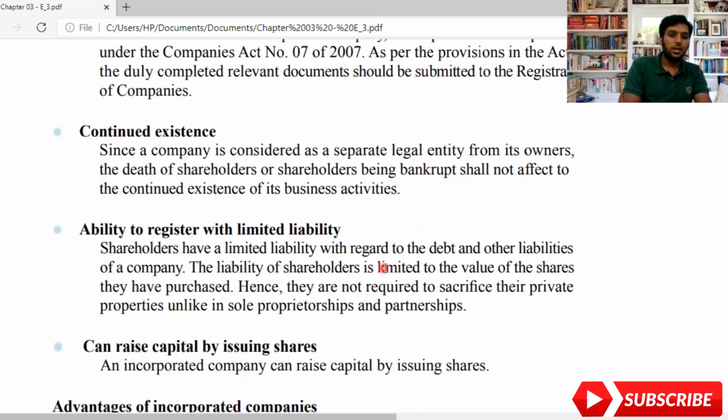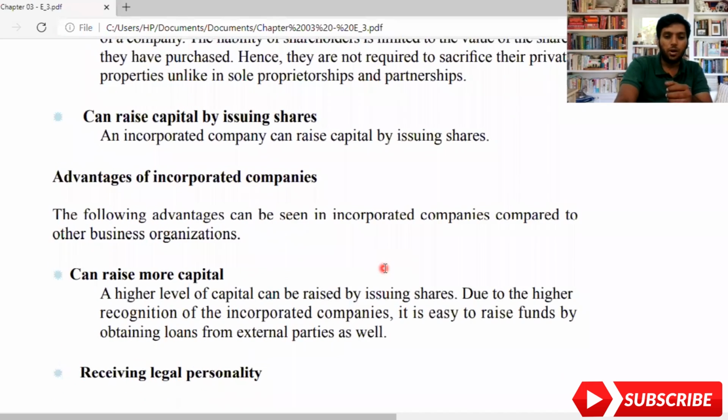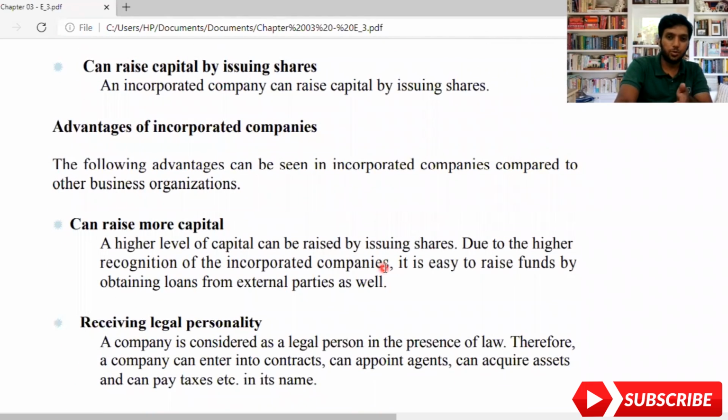So investors share, when new investors come, old investors' power will go down. That's a very bad thing, but can't help. If you want money, you need to give up your shares. Advantages of incorporated companies: can raise more capital. A lot of people are there, a lot of investments.